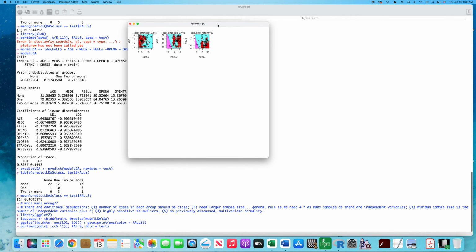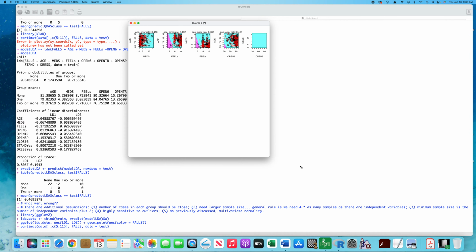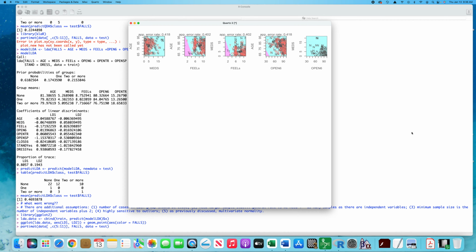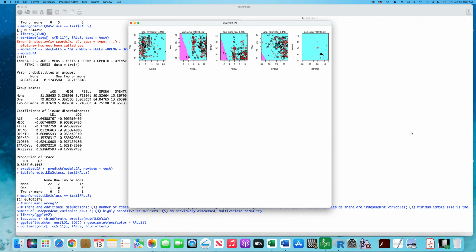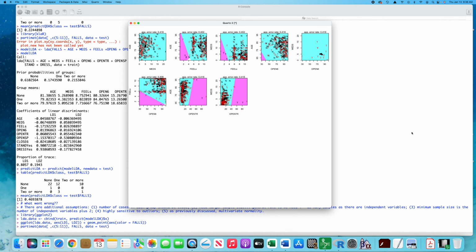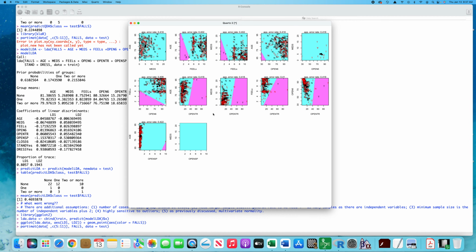And I demonstrated this plot previously, but it's a lot more exciting when we have more than 2 predictors. What it does, let me give it time, is it runs the classification tables for each of the pairs of predictors. It's going to take a while because we had a lot of pairs. I just hope that my computer doesn't crash.